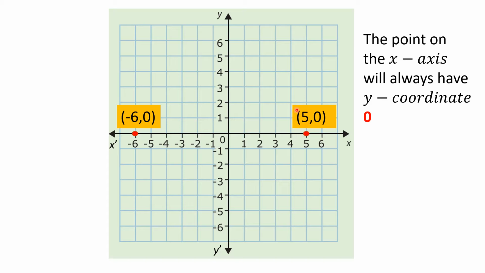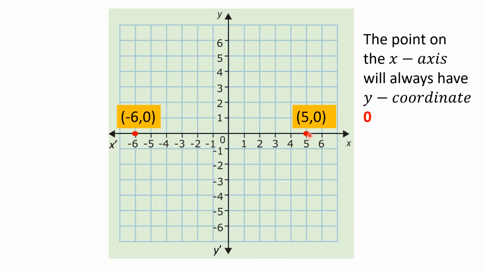So where is 5? 5 is on the x-axis. The x coordinate is 5, so I mark 5 on the x-axis. And 0 is the y coordinate. So this is where (5, 0) is. You can see (5, 0) here, right?